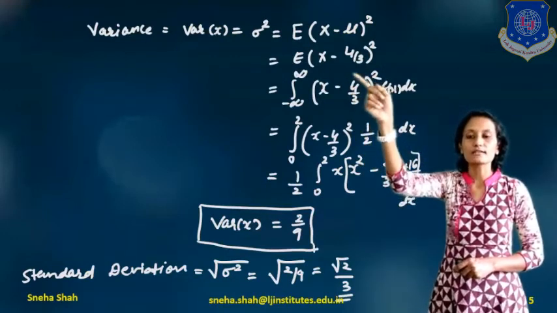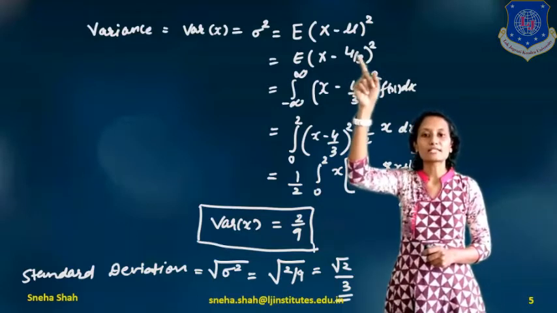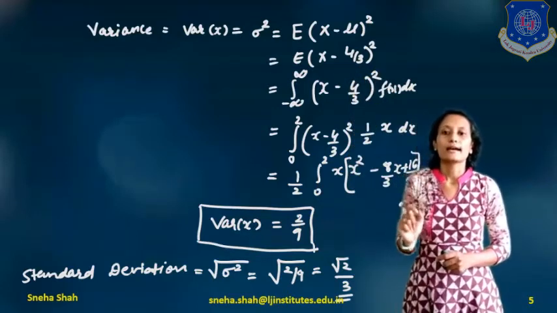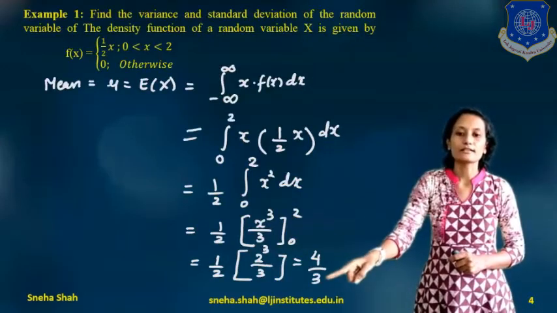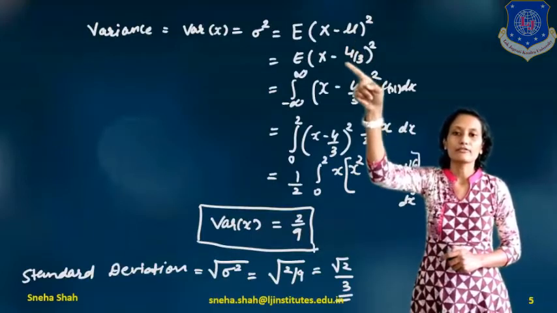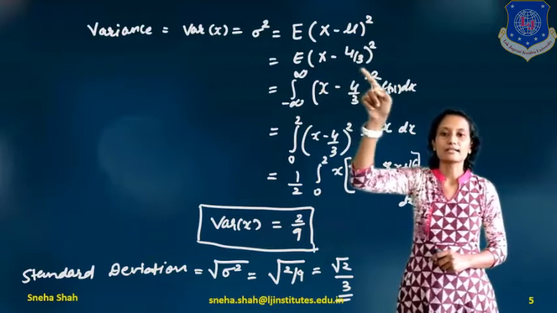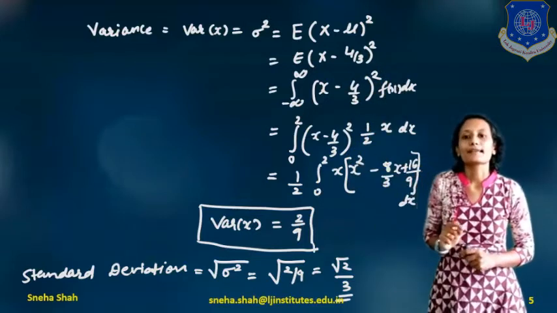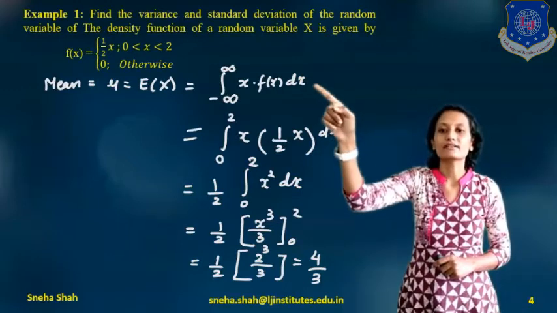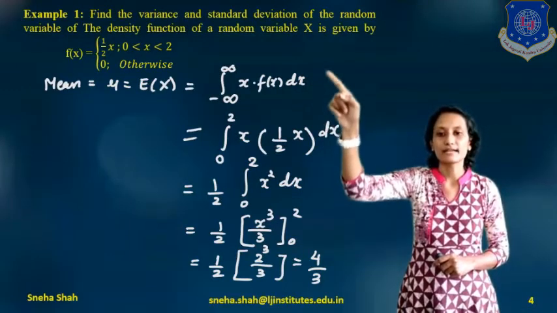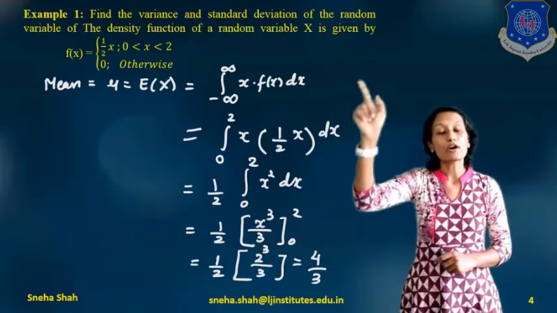Now what is variance? Variance of x equals sigma square, and its value equals E of x minus mu whole square. Now mu means the mean value, and as we have found the mean value equals 4 by 3, the term will be E of x minus 4 by 3 square. Now as you know, if I am finding the value of E of x, then the term will be integration from minus infinity to infinity of x into f of x dx.